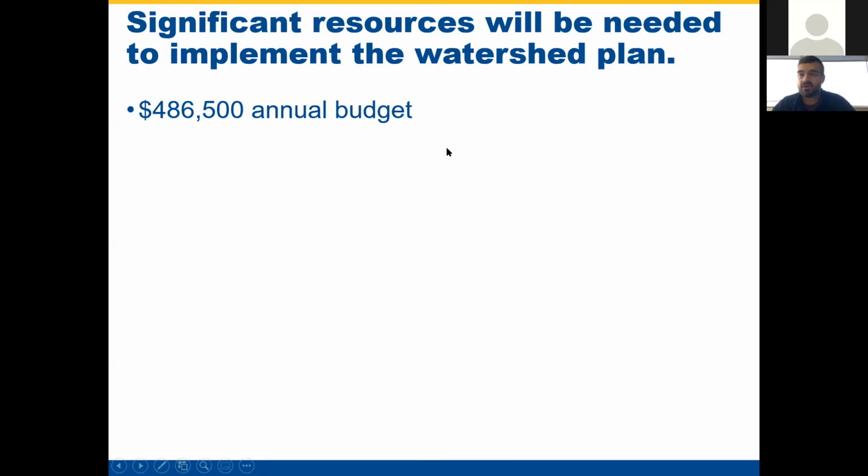So when we look at the annual budget to follow this route, or this watershed plan that we came up with, from today to 2035 it would be just slightly over $486,000.